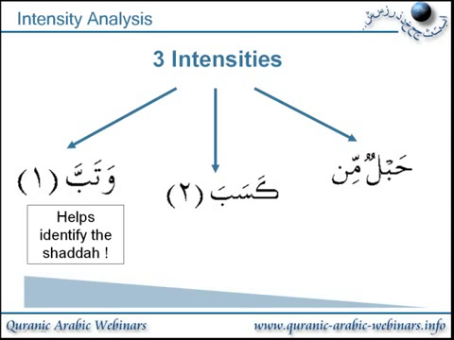So we have the lowest in the middle, so haba, haba. Then we have a medium at the end when it does not carry a shadda, so kasab. And then we have the most intense where you've got the shadda to help us identify there was a shadda at the end, so watab.